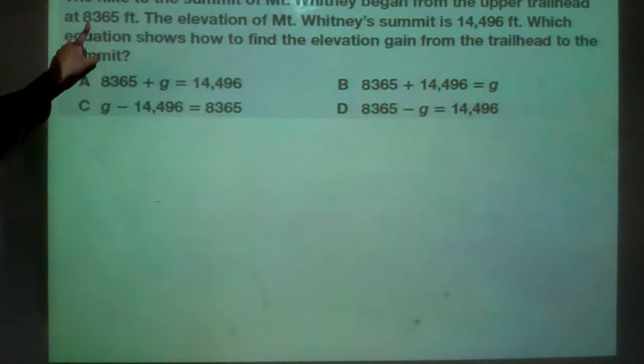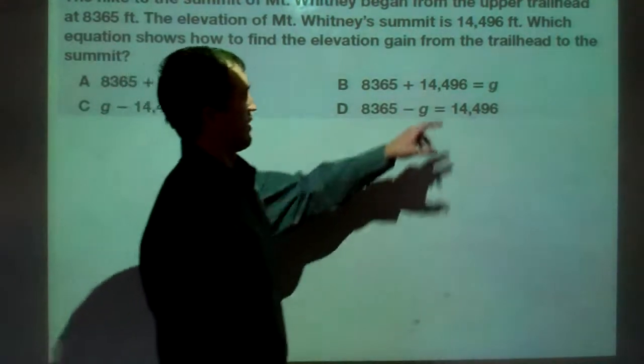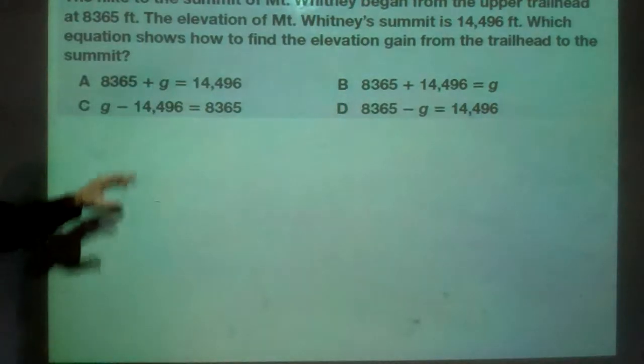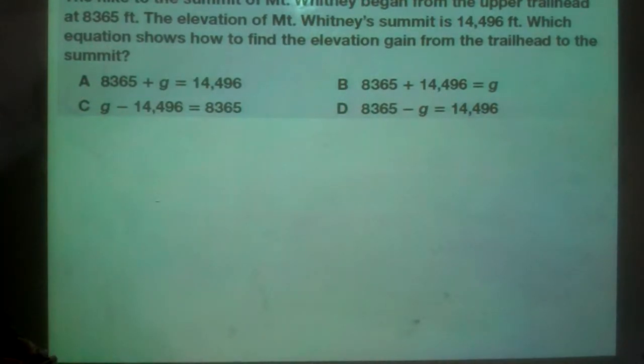Alright, real quickly, we have a multiple choice question. The hike to the summit of Mount Whitney began from the upper trailhead at 8,365 feet. Okay? The elevation of the summit is 14,496 feet. So, the total elevation is this. That's our total. Which equation shows how to find the elevation gain from the trailhead to the summit?